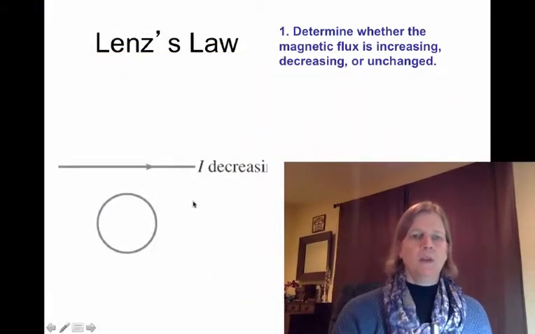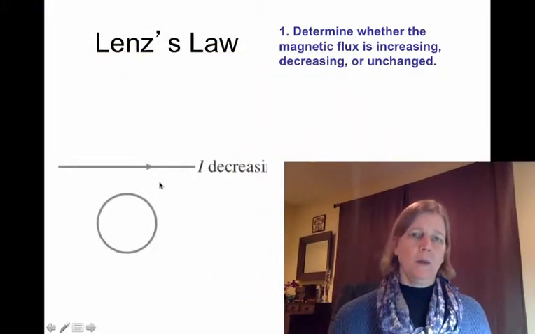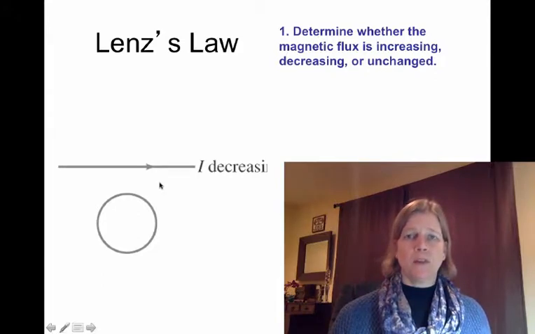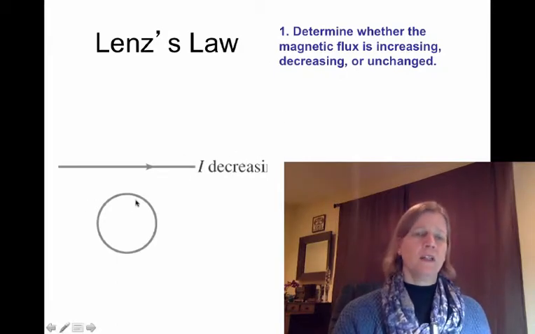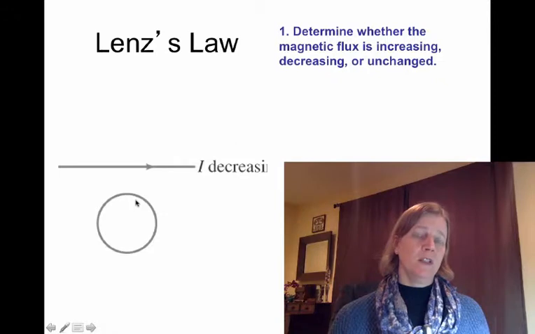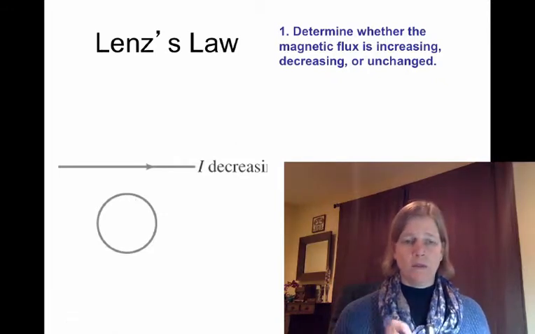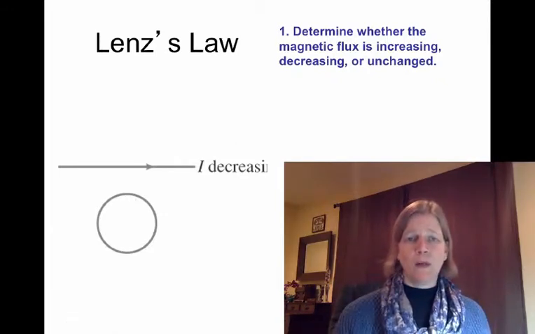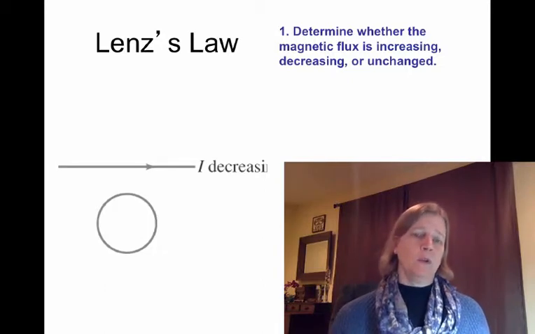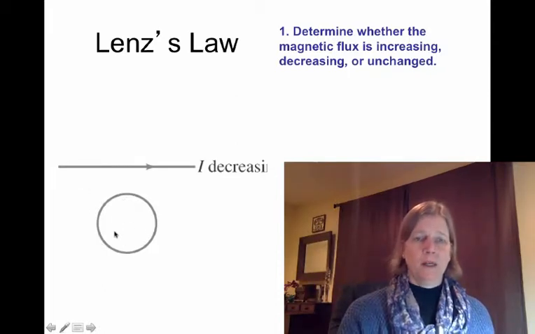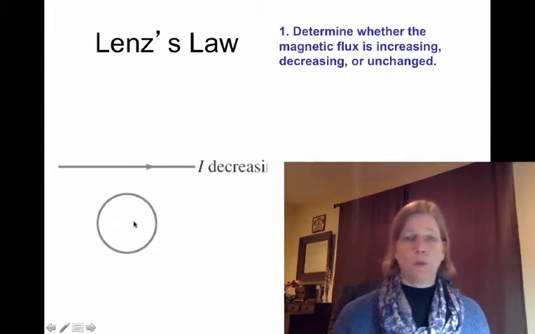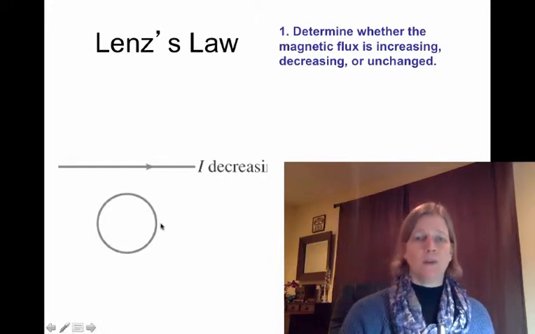Again, we have a situation with a loop and a current-bearing wire. We want to determine whether the flux is increasing, decreasing, or unchanged. That's step 1. If the current is decreasing, then the magnetic flux is decreasing. You can go back and look at the equation for magnetic field from a current-bearing wire, and it's directly proportional to the current. So if the current drops, the magnetic field drops, and that means the amount of flux going through the loop will also drop. So we know it's decreasing.